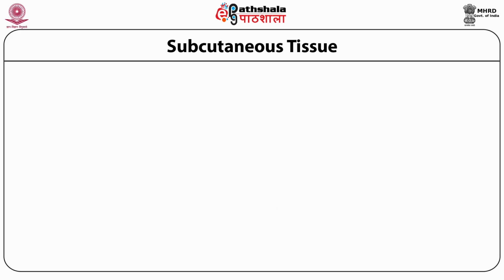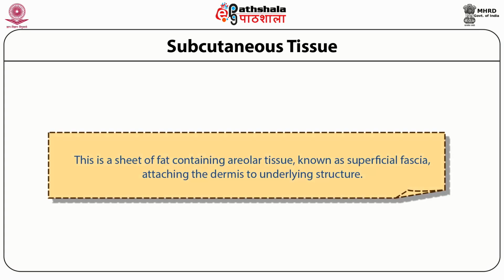Following the dermis lies a layer of subcutaneous tissue, which could be understood as a sheet of fat containing the areolar tissue known as the superficial fascia, and it attaches the dermis to the underlying structure. Together, the epidermis, the dermis, and subcutaneous tissue form the human skin.